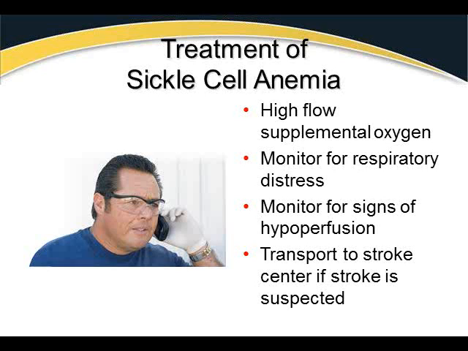Monitor for respiratory distress. They can develop these clots in their lungs, which is called a pulmonary embolus, if you remember. Monitor for signs of hypoperfusion. They can get some of the blood really trapped in certain areas and cuts it off from the general population. And then transport to a stroke center if you strongly suspect a stroke. So again, you're going to have to know what local protocol is for strokes.